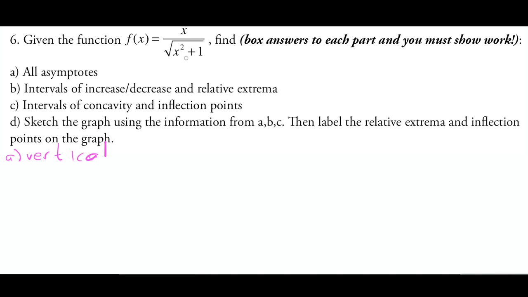for rational functions, you set the denominator equal to 0 and solve it. Well, this one doesn't have any solution. For the vertical, we could try to solve it, but obviously you can't have this equal 0 because it's always positive. So no vertical asymptotes.